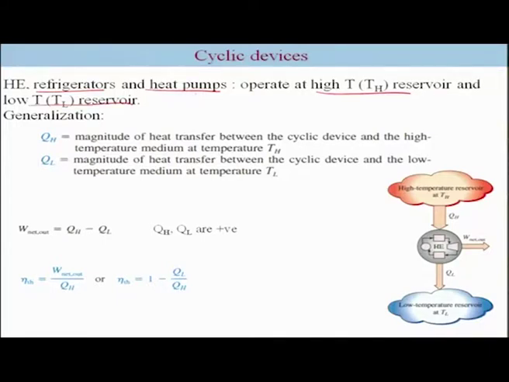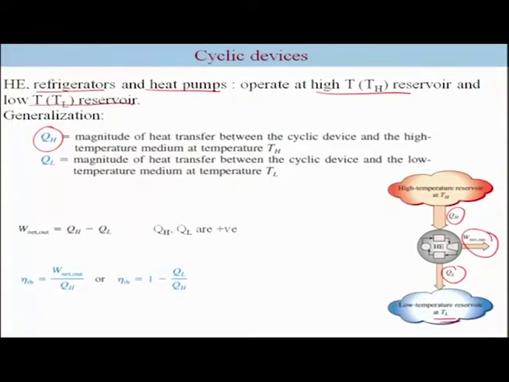So, in addition to heat engines, refrigerators and heat pumps are also part of the cyclic devices which operate between a high temperature reservoir and a low temperature reservoir. So, in general we can generalize that QH is the magnitude of heat transfer between the cyclic device and the high temperature medium at temperature TH, okay. And similarly QL is the magnitude of heat transfer between the cyclic device and a low temperature reservoir, okay.